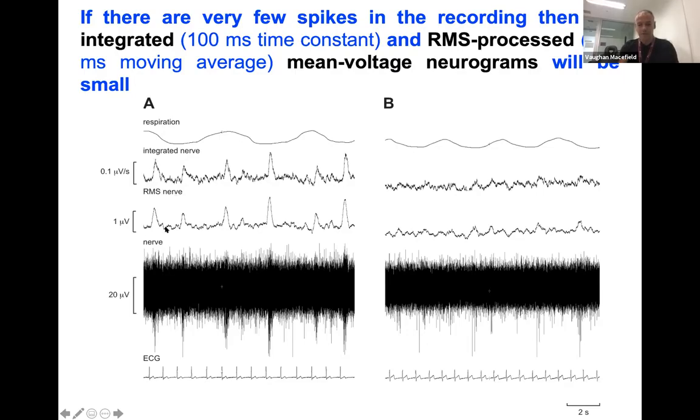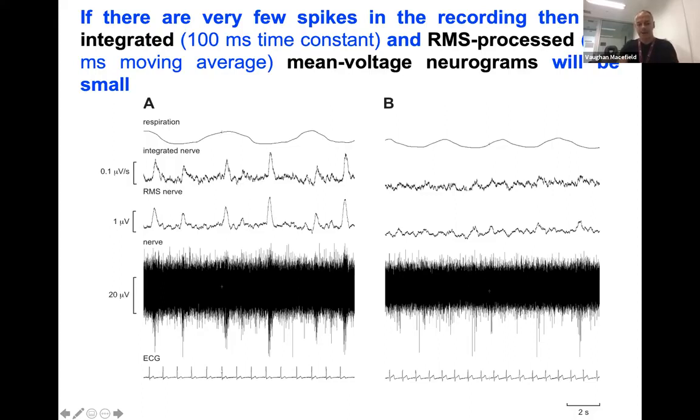I prefer the root mean square because it gives a much smoother profile and it doesn't suffer from the time lag that an integrator introduces. An integrator with a time constant of 100 milliseconds will introduce a time lag of 100 milliseconds, which is not of much consequence, but the root mean square being a moving average, there is no time lag.